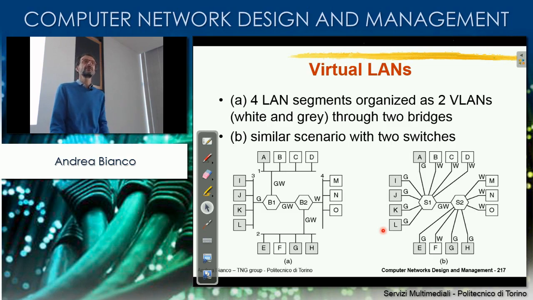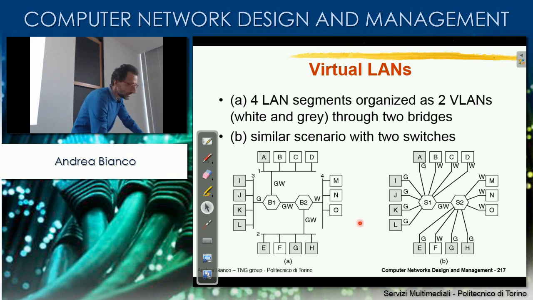Why? Because on the left-hand side we still have some sharing here. These 4 nodes are sharing this channel here. So in order to make this topology equivalent, we should have a hub here interconnected to the switch, and these 4 nodes interconnected to the hub. In that case, it will be equivalent, because we will have some sharing of resources.